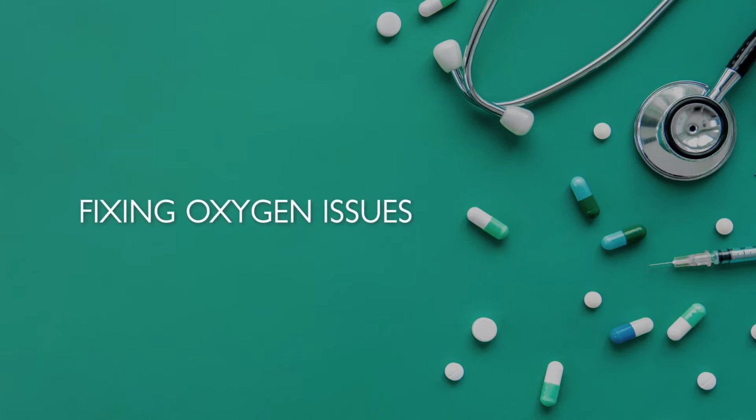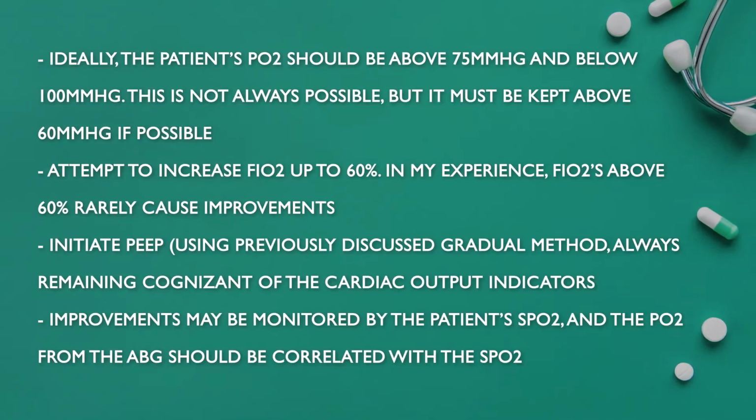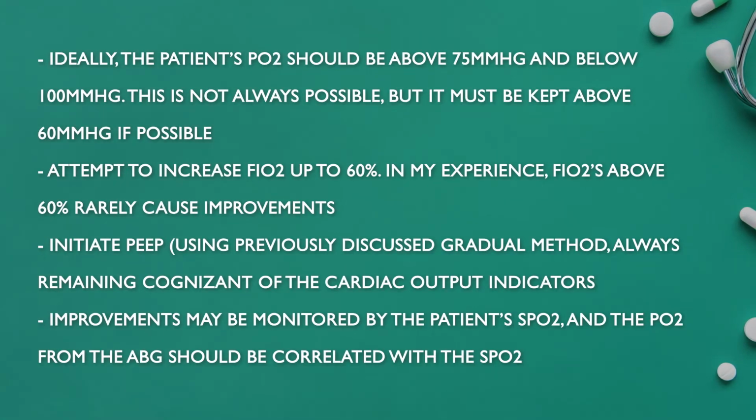If the issue is oxygenation, as we discussed, we'd love it to be between 75 and 100. If we have to see it drop, we definitely want to keep it above 60. And that goes back to our O2 dissociation curve, which we're not going to get into here, but those of you who are interested can certainly research the O2 dissociation curve.